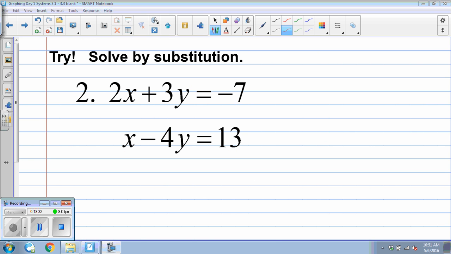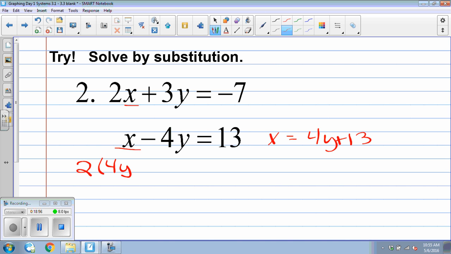Okay, solve that using substitution. Okay, so I would solve this one for x, because that's the easiest thing to do. So x equals 4y plus 13. And then we go back and plug it in right here for x. So we have 2 times 4y plus 13, plus 3y equals negative 7.